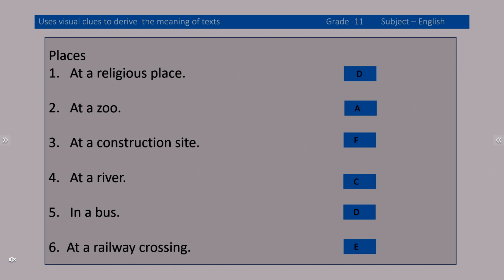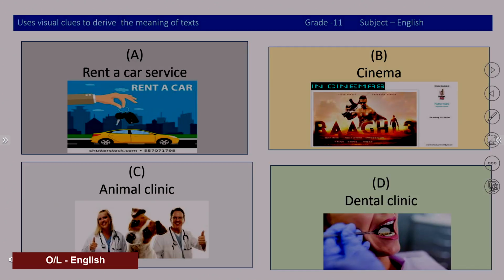Picture D, in a bus, reserved for disabled. Picture E, at a railway crossing, danger, unguarded level crossing. Right, hope you did a good job. Let's move on slowly to the other task.